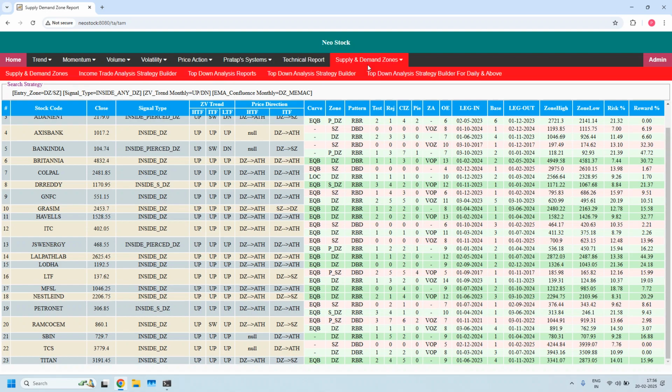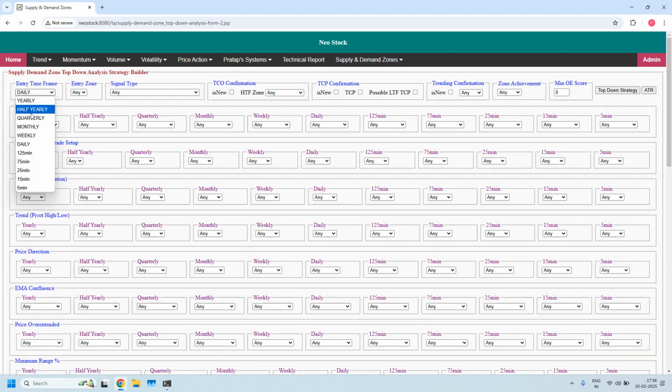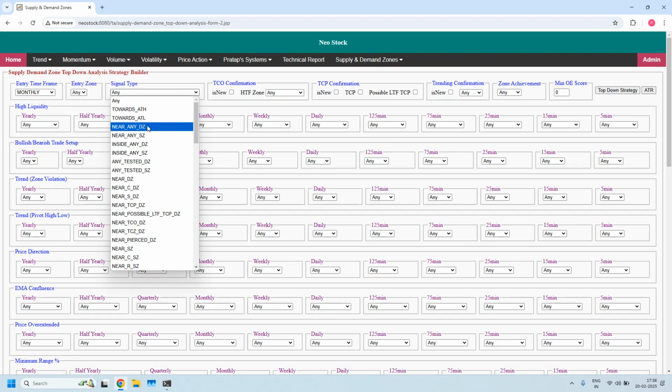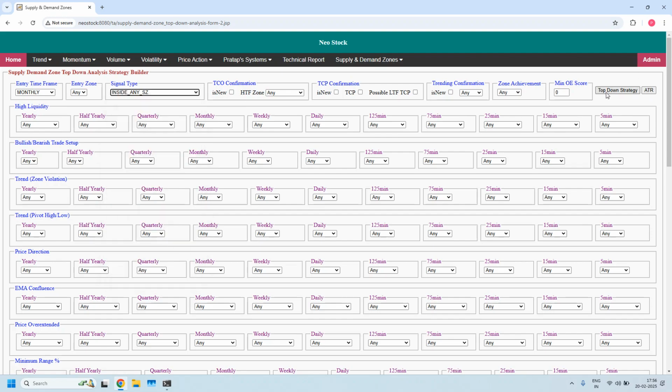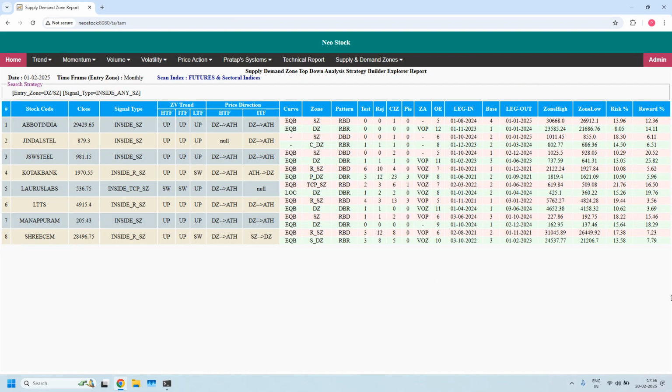Okay, next monthly time frame. Price closed inside the monthly supply zone. We got 8 stocks. Out of these 8 monthly supply zones, how many monthly supply zones are having monthly EMA Confluence? Let us verify.